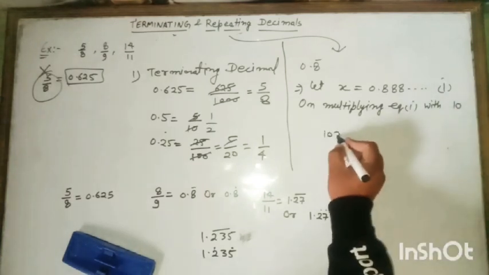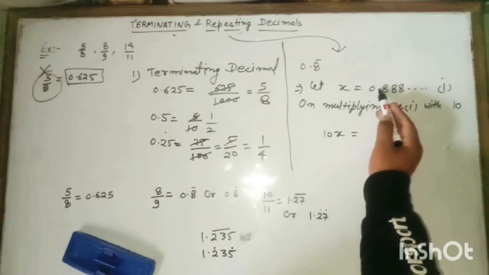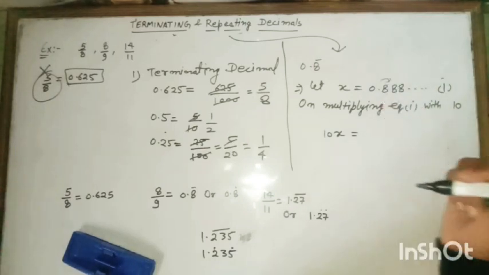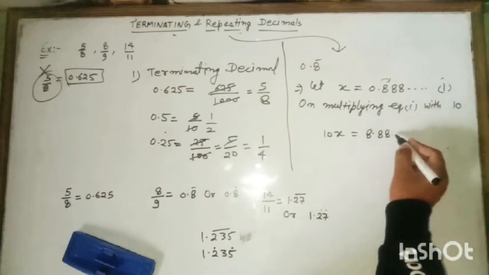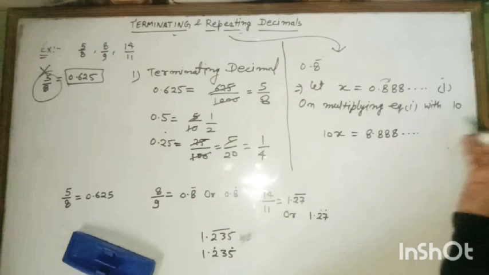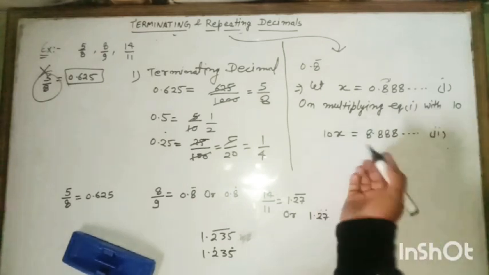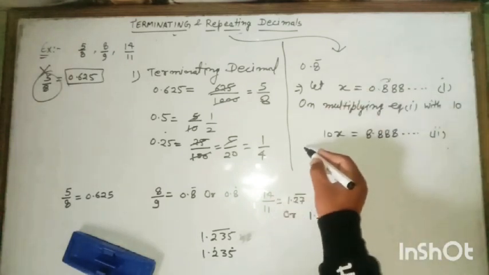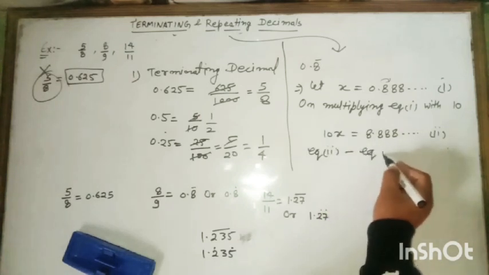It will become 10x is equal to, now if you are multiplying with 10, you know that the decimal will go one place right, so it will become 8.888 and so on up to infinity. The second equation it will be. Now you will subtract the first equation from the second equation. You will write here, equation second minus equation first.